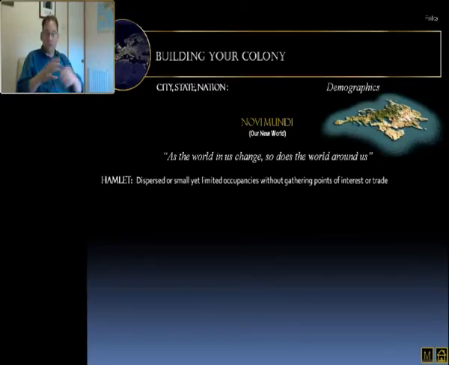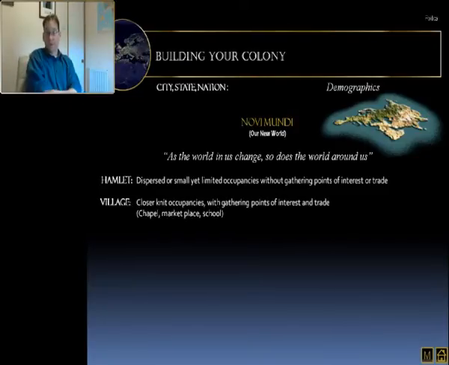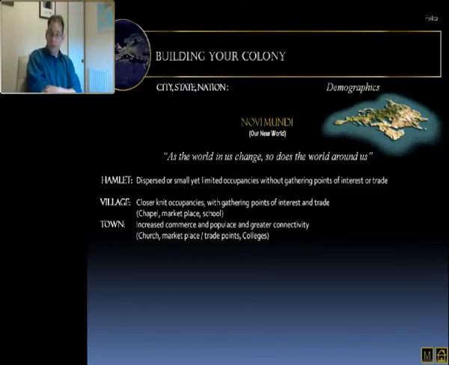formations of societal blocks. In this case, a hamlet: dispersed or small yet limited occupancy, without gathering points of interest or trade. The village is a closely knit occupancy with gathering points of interest and trade this time. It can also be identified by landmarks such as chapel, marketplace, or schools. A town: increased commerce and populace and greater connectivity.